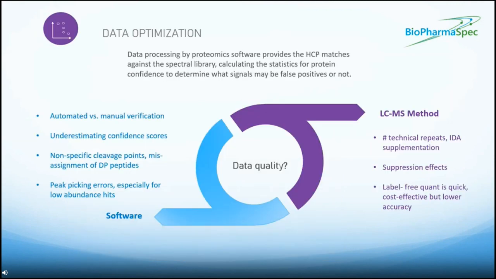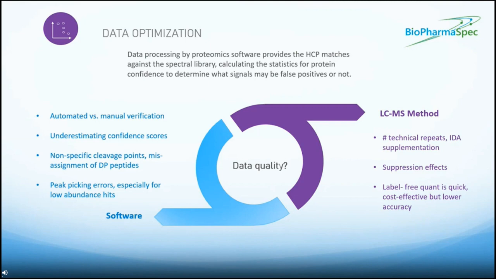So the final topic of discussion is related to data review and points to bear in mind once you've produced your HCP results. Data processing by proteomic software is required to provide the HCP matches against the spectral library and quantitate data sets in ppm, either micromoles per mole or micrograms per gram. So how much data is generated and the quality of it is largely dictated by how it is processed or interpreted, as well as the LC-MS methods employed. So we've split this topic into two broad sections: the software considerations, or how you are processing your data, and then considerations for the LC-MS strategy also.